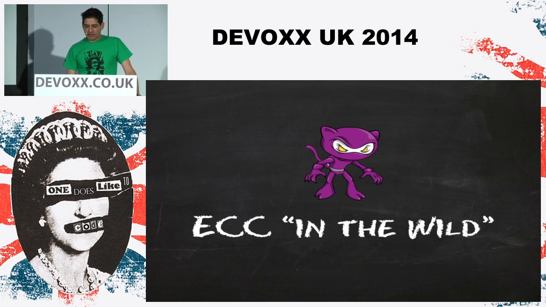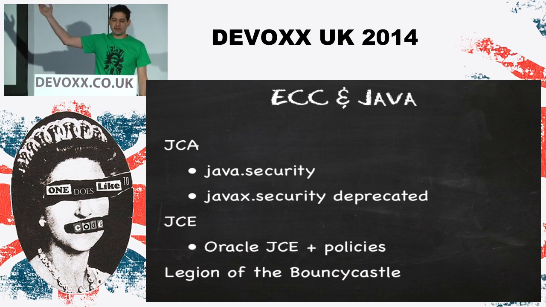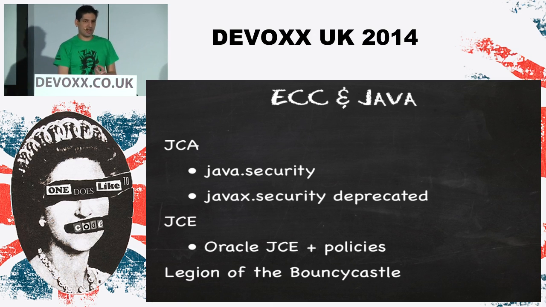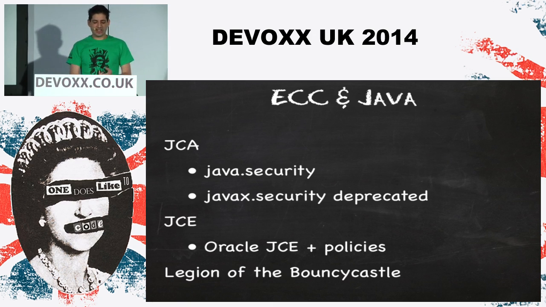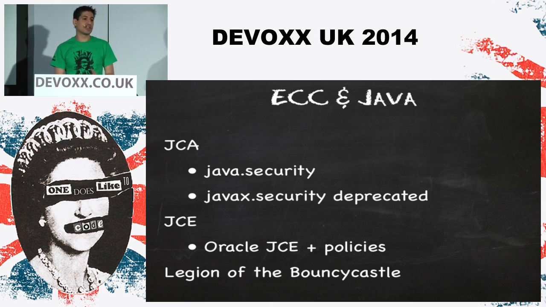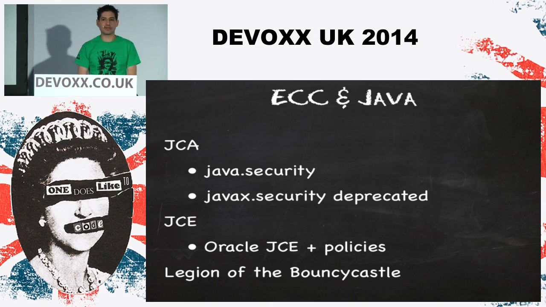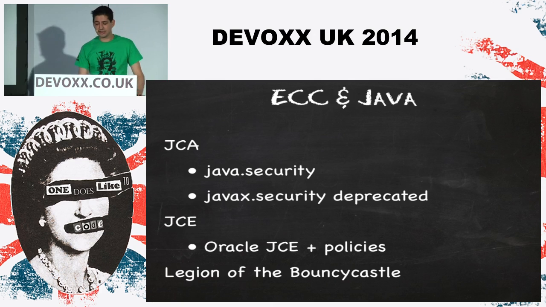So, in the wild, what do we have? The usual ECC and Java stuff. JCA: you need to upgrade to get the high-performance security libraries if you haven't already. JCE: you need to make sure that you've got the right policies and profiles, and they're up to date. Otherwise, you can look at Legion of the Bouncy Castle. They also have a good implementation around OpenSSL's implementation of ECC.